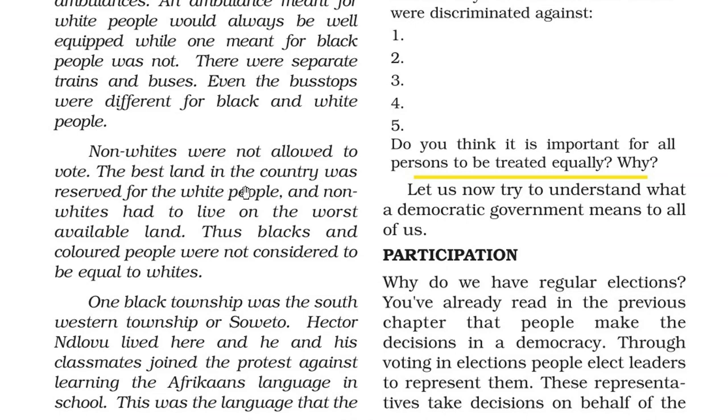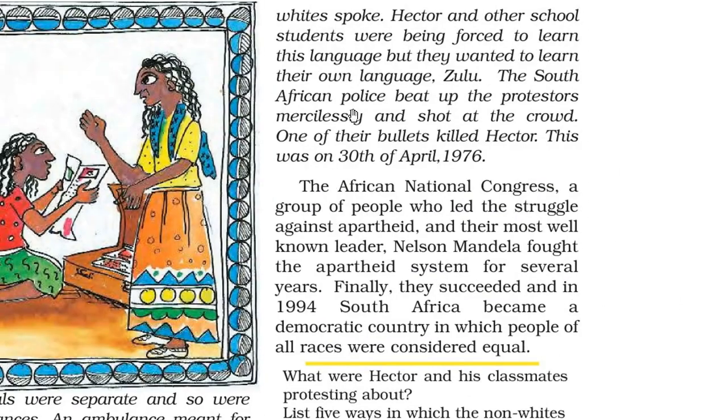The best land in the country was reserved for the white people, and non-whites had to live on the worst available land. Therefore, the blacks and colored people were not considered to be equal to whites. This is called racism. One black township was the southwestern township of Soweto. Hector Lovu lived here, and he and his classmates joined the protest against learning the Afrikaans language in school. This was the language whites spoke.